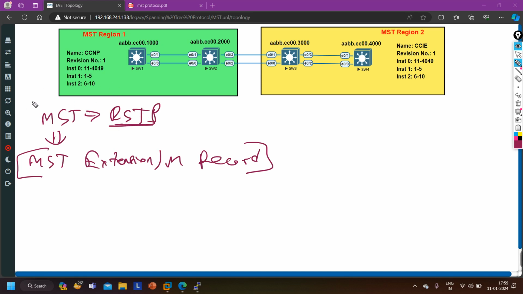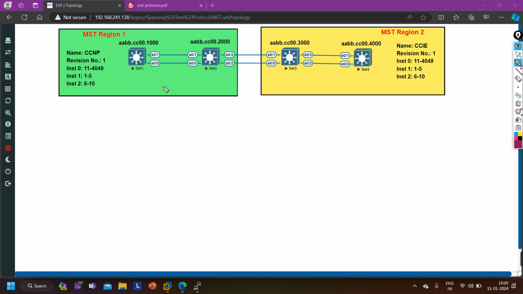Let's say if we have only instance 0 on the switches, then there is no difference between the BPDU of MST and RSTP. So as you know, inside the region, for intra region, switches are going to check what information for root bridge election? Switches are going to check the M record information, or you can say the MST M record, or the MST extension.